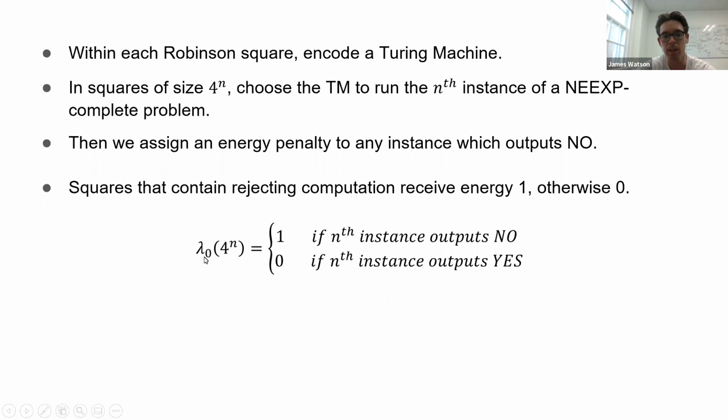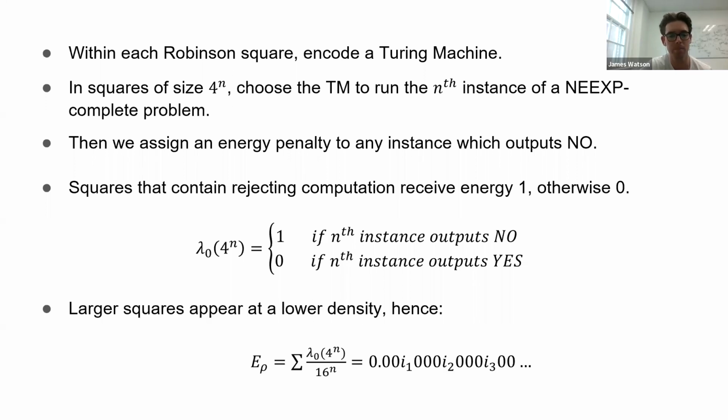So if lambda to the 4 to the n is the energy of a square of size 4 to the n, then we see its energy is either 1 or 0, depending on whether the nth instance of this NEXP-complete language is yes or no. And it turns out if you go away and compute the ground state energy density, it looks something like this. Larger squares appear with lower density, and so contribute less to the ground state energy density. And we get out a ground state energy density which looks exactly like what we want.